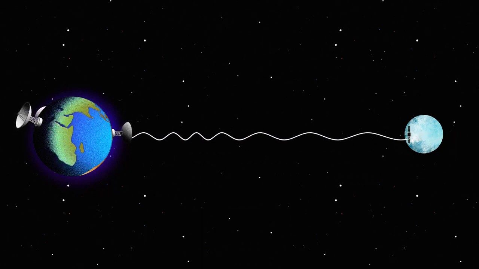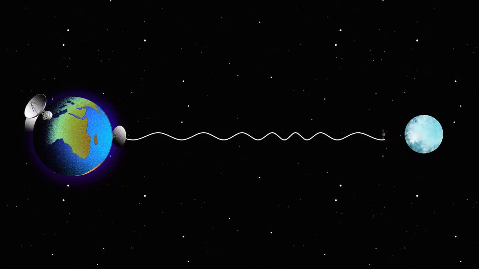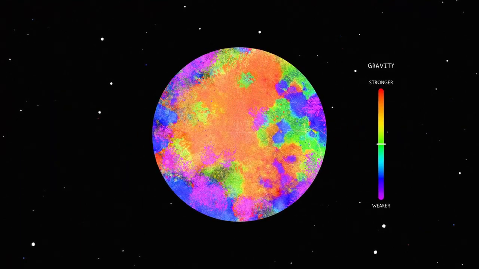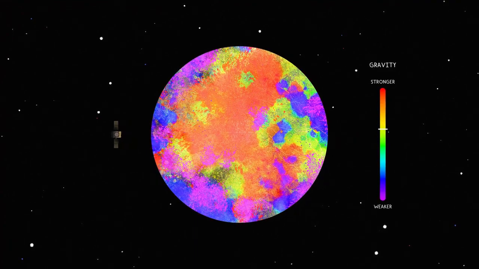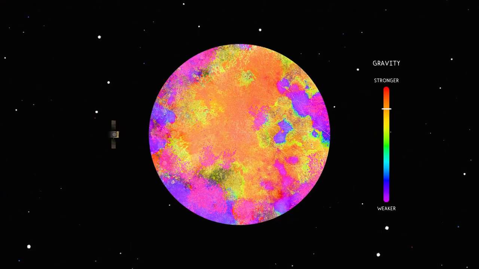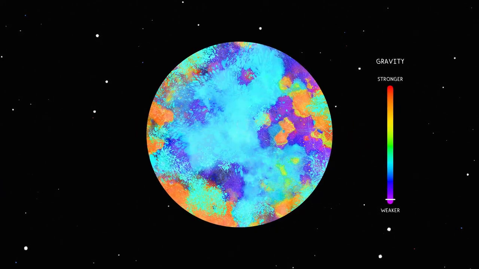Differences between the frequency of radio signals sent by the spacecraft as it orbits and signals received on Earth give us details about the gravitational field of a planetary body. For example, if the gravity is slightly stronger, the spacecraft will accelerate slightly more. If gravity is slightly weaker, the spacecraft will accelerate slightly less.